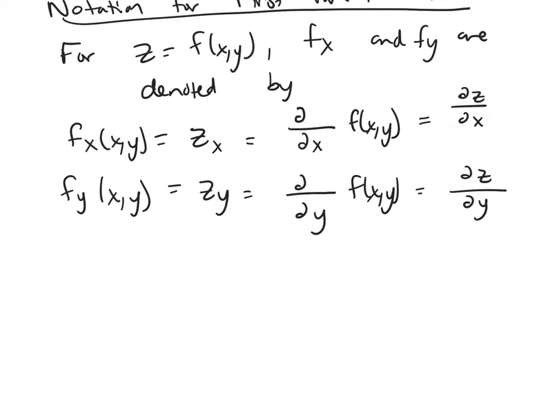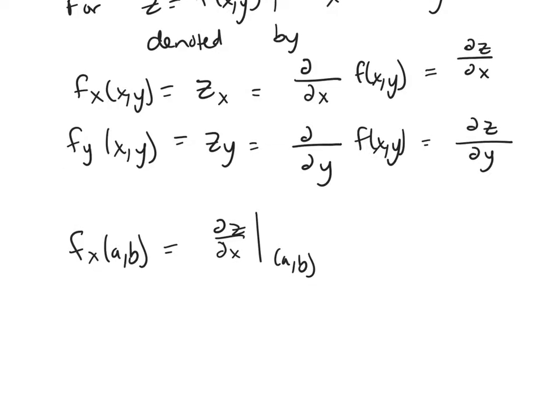Now, if we're evaluating our partial derivatives at a point, so for example, if I want f of a, b, another way we could write this is with a vertical line. So you would say the partial derivative of z with respect to x evaluated at a, b. And the same thing for fy, the partial derivative of z with respect to y, evaluated at a, b.